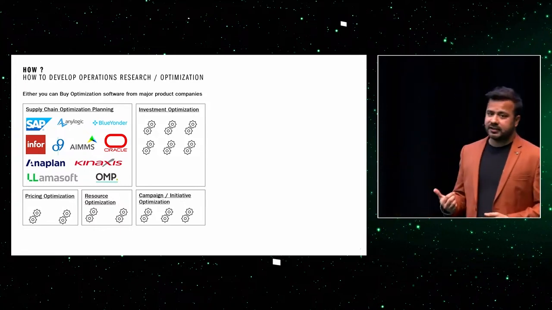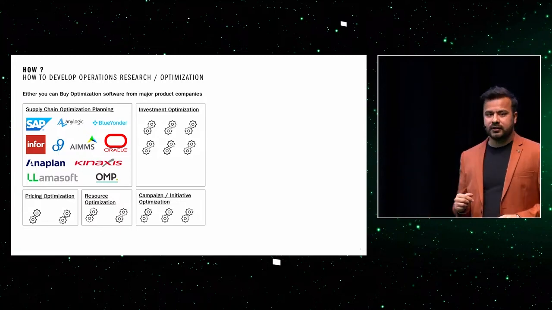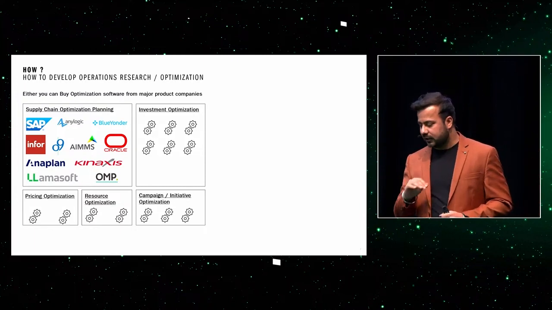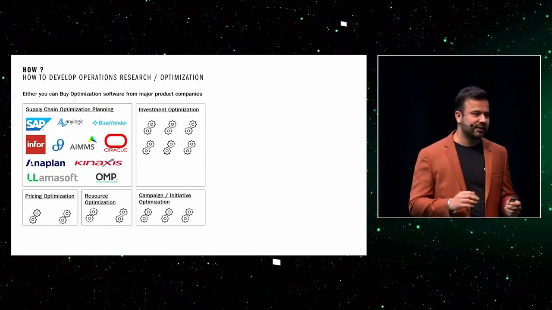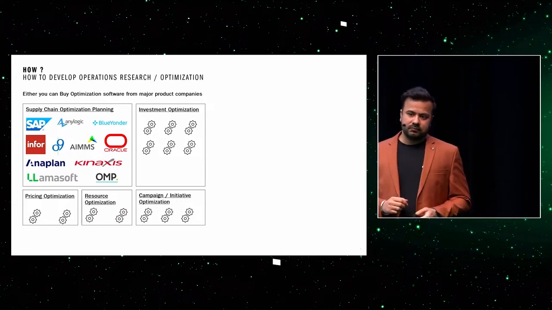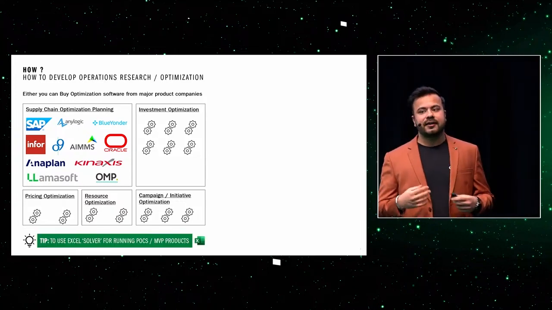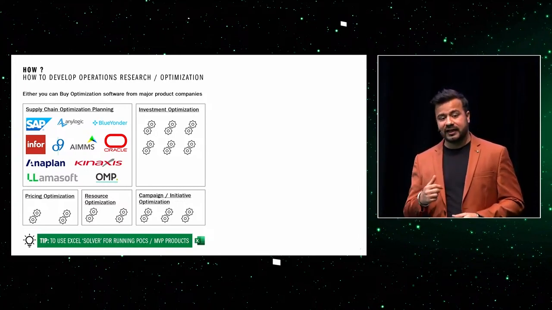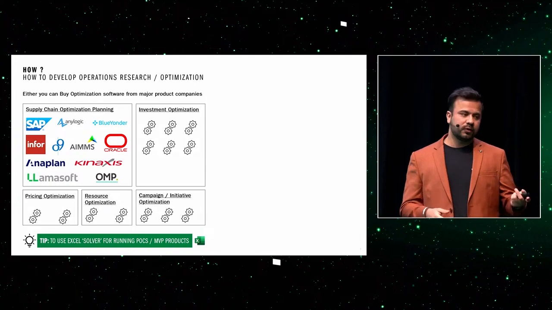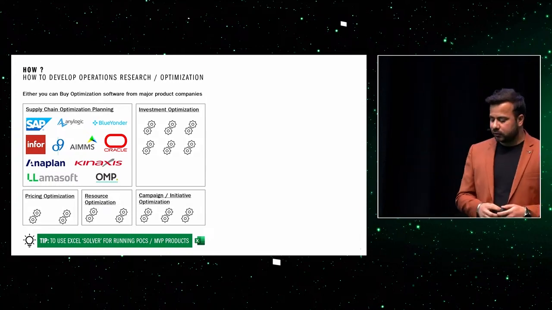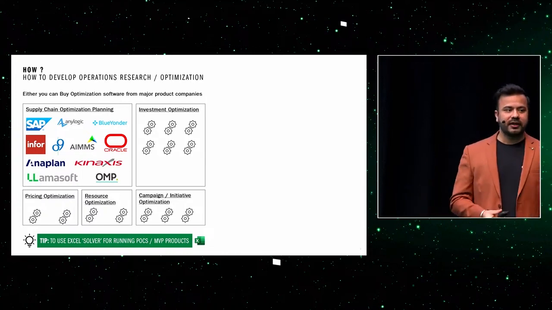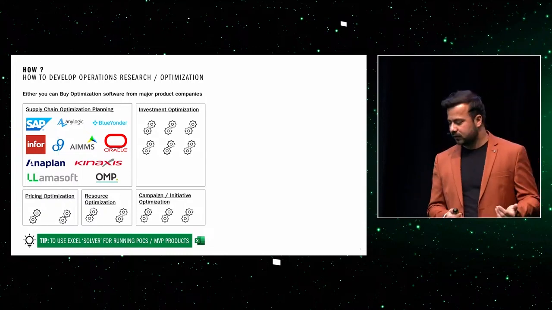I'm very close to the supply chain domain, so I know the major players that exist in this domain. But I'm sure there are also key players in investment optimization, pricing, resource, and campaign optimization, etc. And just a call out, if we are not yet ready to invest in a big product right now, you can also use Excel solvers, which are available at your disposal. You can use these for running proofs of concept, an MVP approach, before going and buying a product from the market.